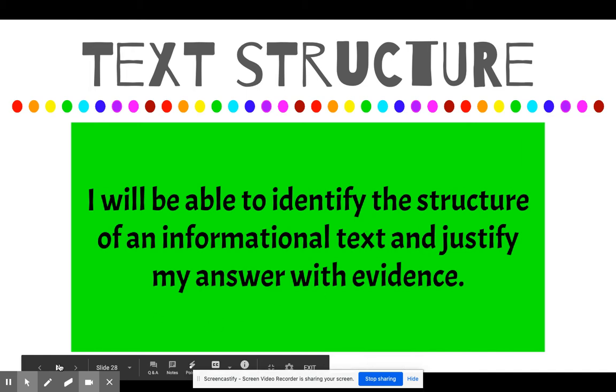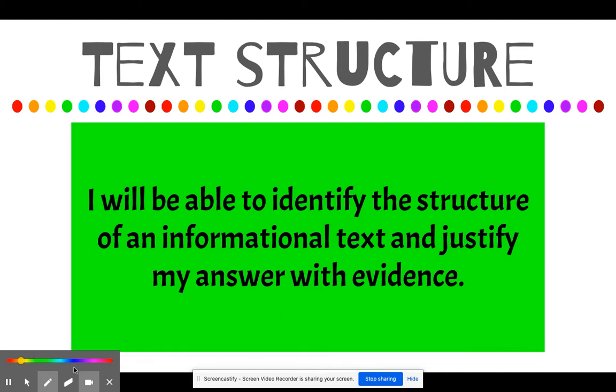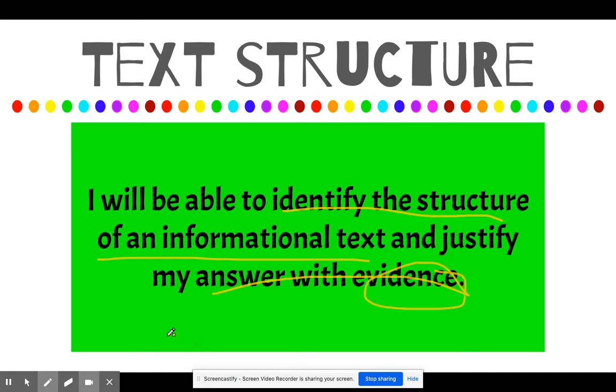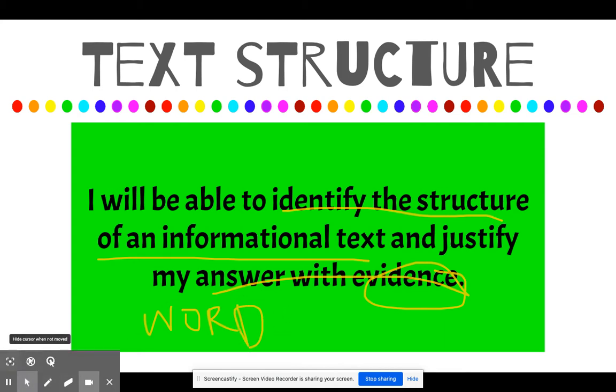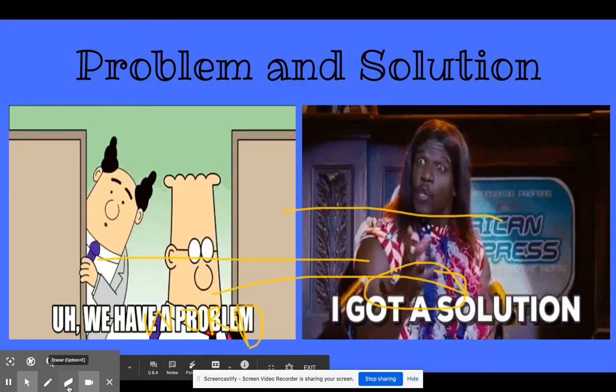And each day, we're just adding a layer onto it to make it deeper and have a better understanding of it. So we're working to identify the structure of an informational text, and then we want to make sure we're justifying that answer with evidence. And we know that that evidence needs to be quoted. I'm just going to put word, because you know it's word for word, right? Okay, today the structure that we're going to be reviewing is problem and solution.